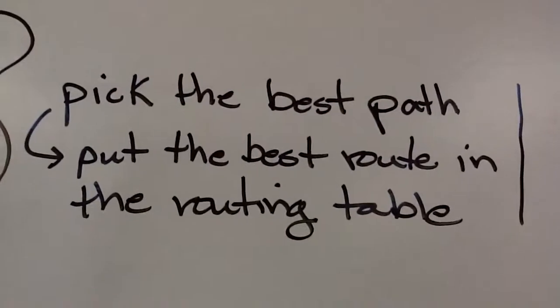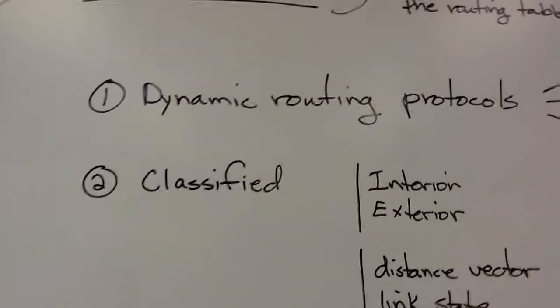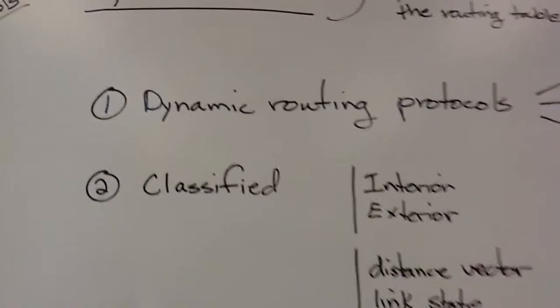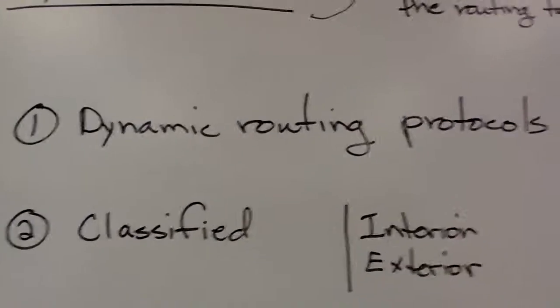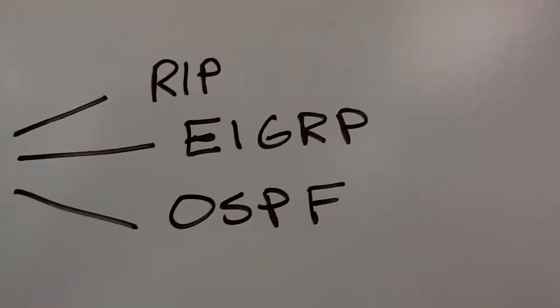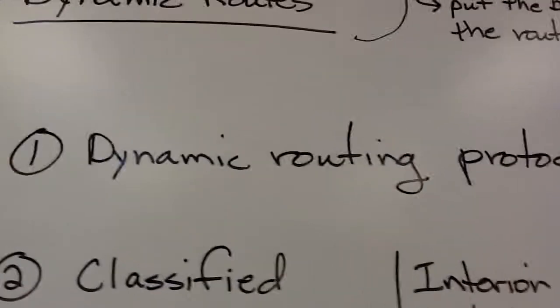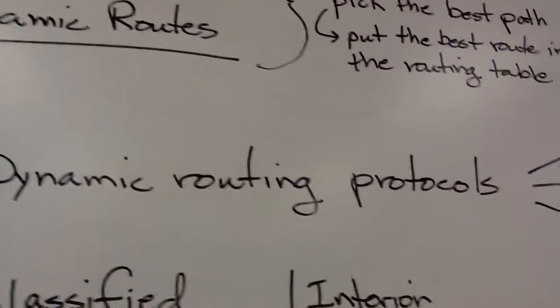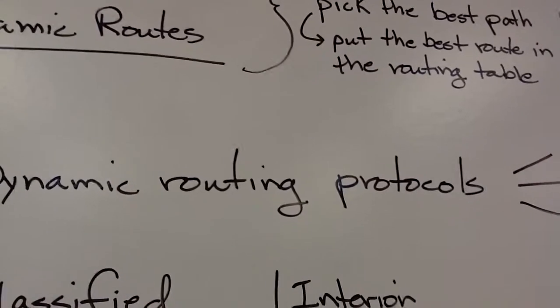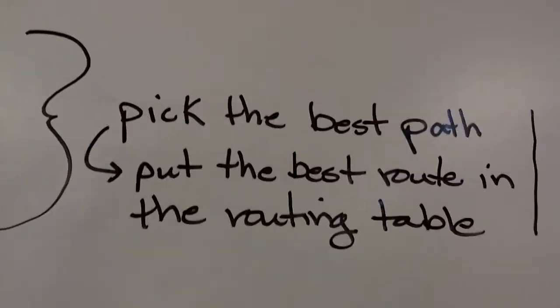Okay, whether we're using static or dynamic routes, we need the best route in the routing table. Dynamic routing protocols, we have 4 major areas. We talked about these briefly. We talked about RIP, EIGRP, and OSPF. Protocols that allow routers to use this software to build the routing table.